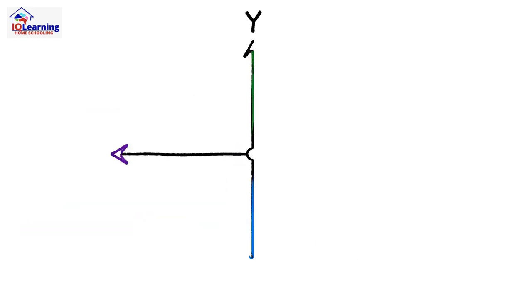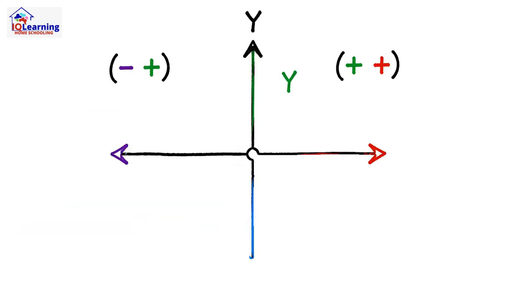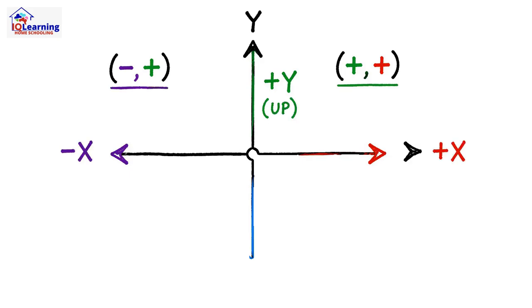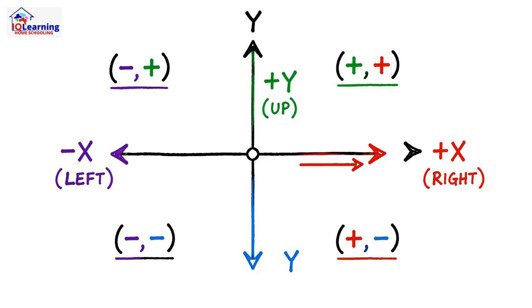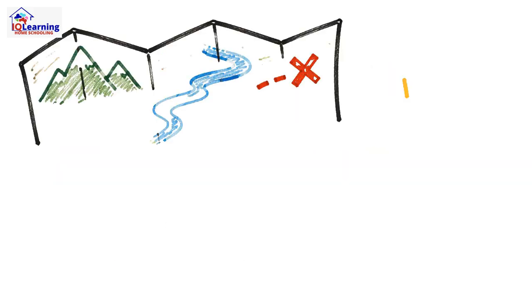So remember the code, x then y. Positive means right or up, negative means left or down. It's a simple system, but it's the language that gives position to everything in a digital world. You now know how to read the map.